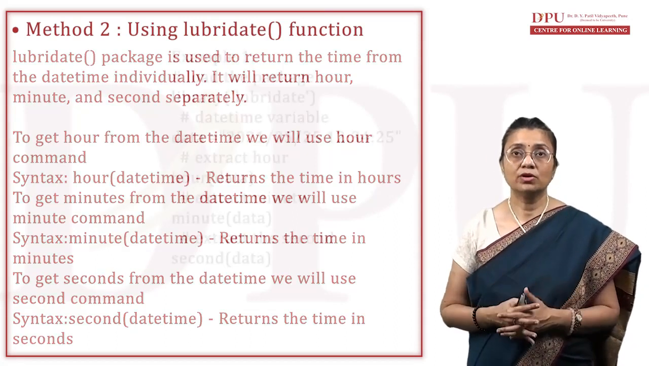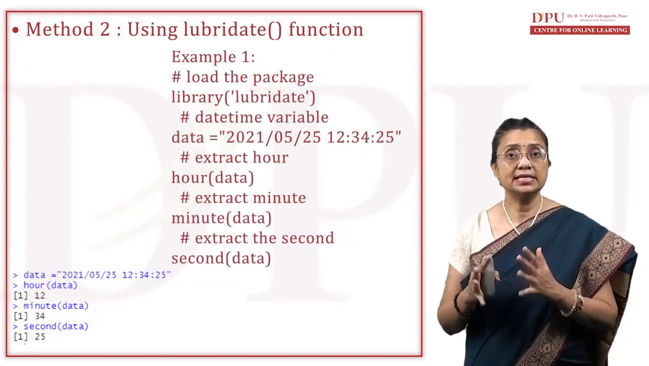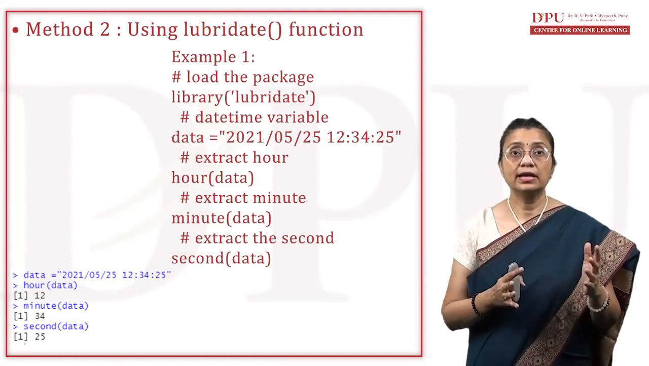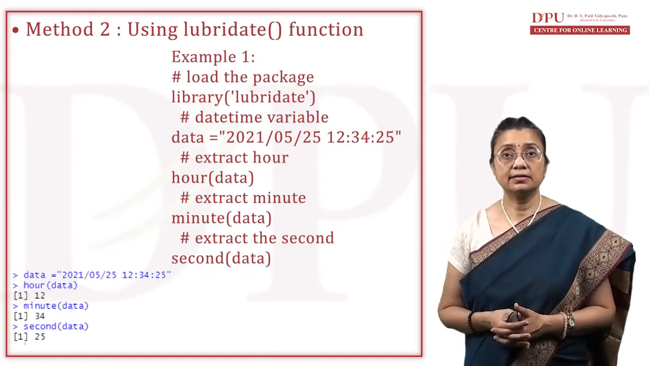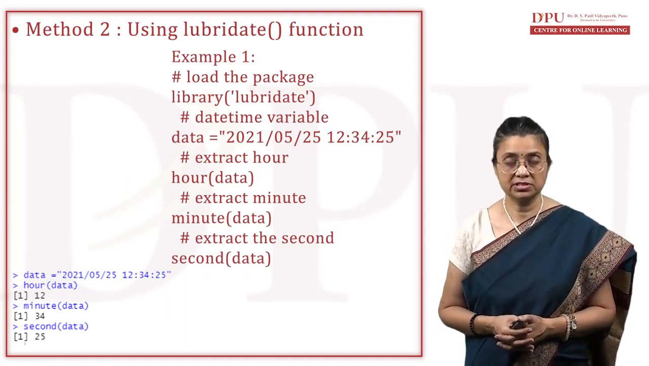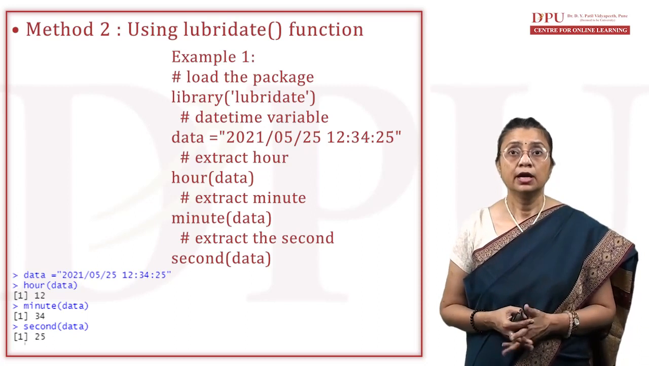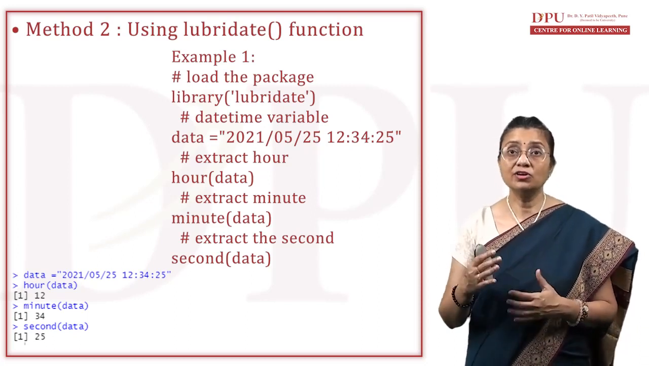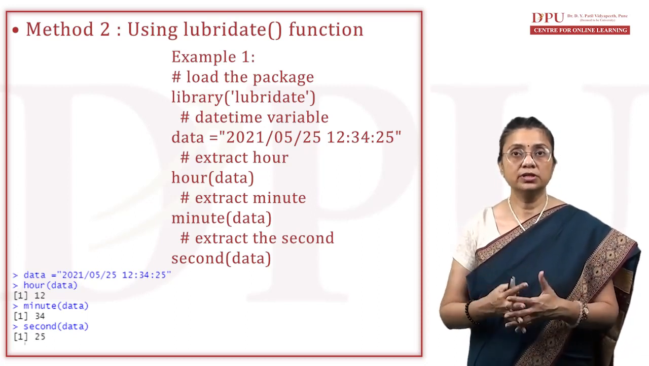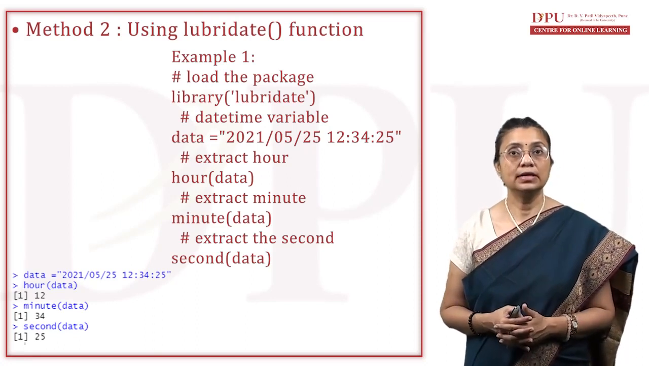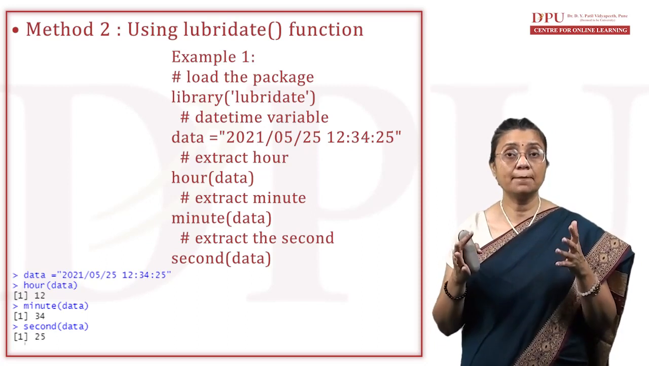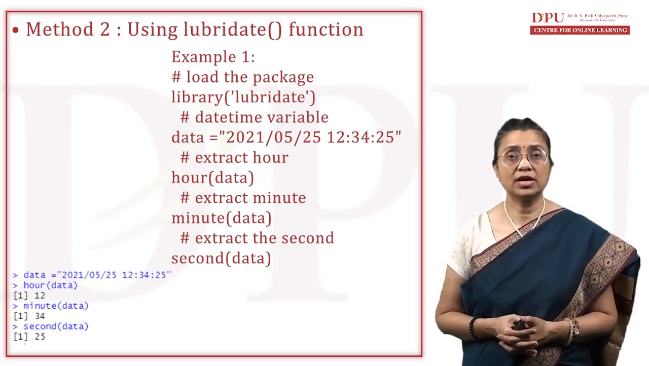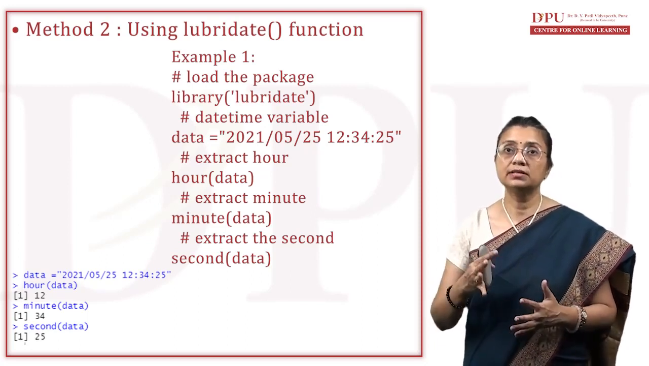You can see on the right hand side we have the code, and on the left hand side we have the respective output. Let's understand the code, how we are using the lubridate package. Very simple: load the package. You all know that we can load the package with the help of the library function, so we pass lubridate as a parameter and we have loaded the package.